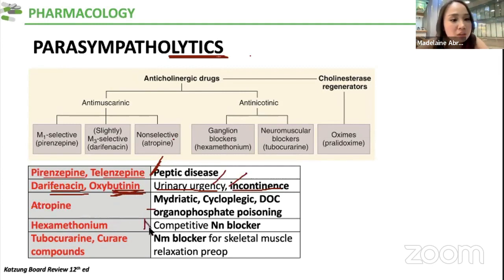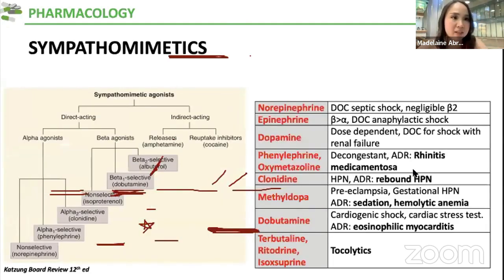So, ito madalas tanongin: your hexamethonium tsaka your trimethaphan. They are NN, nicotinic neuronal or your ganglionic blockers. Okay, your ganglionic blockers. And as you mentioned, your curares are neuromuscular blockers, acting as skeletal muscle relaxant. Okay?